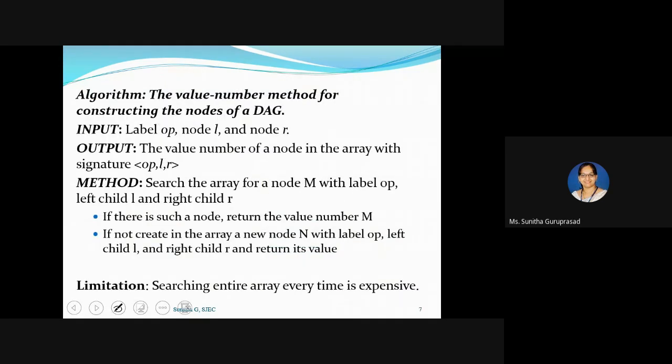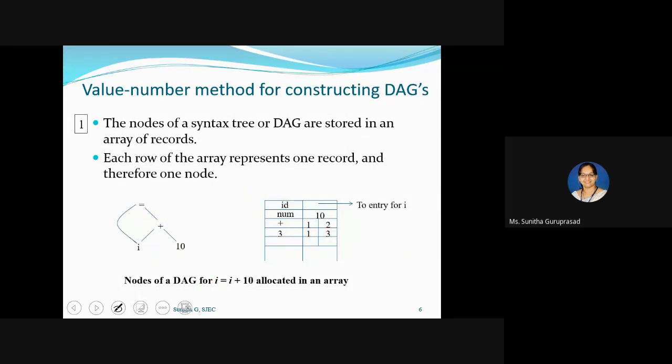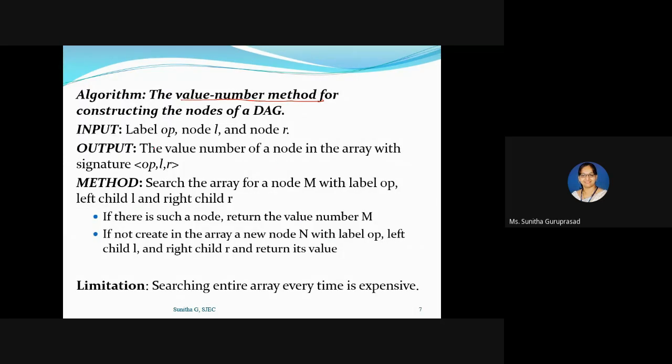Now there is an algorithm to create the value number: the value number method for constructing the nodes of a DAG. So what will this array contain? This array will contain the numbers 1, 2, 3, 4. This is actually the equal to sign. So how do you create this array? As you can see, the input is the label of the operator, or operation code, then we have the left node and the right node.